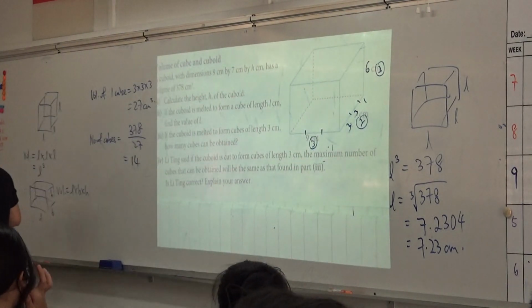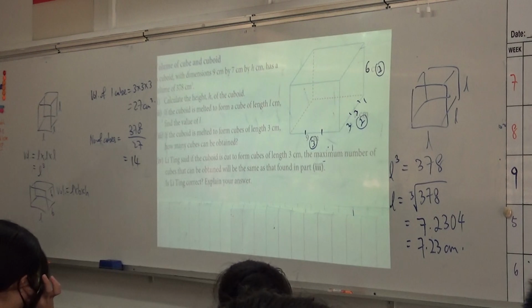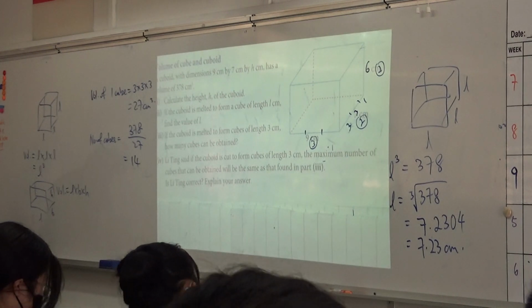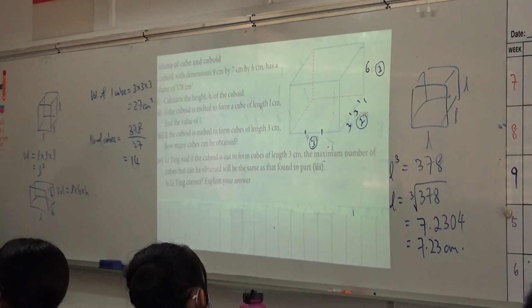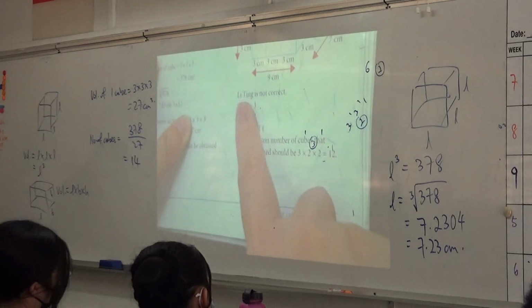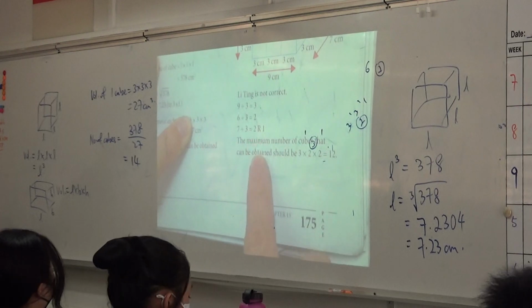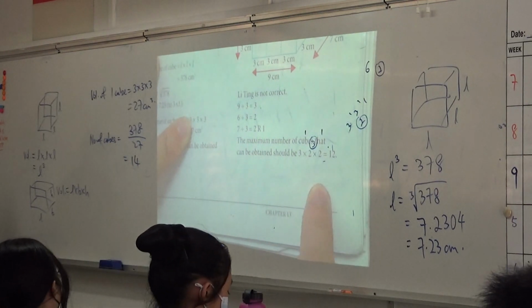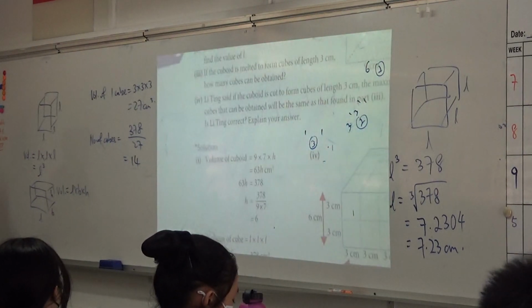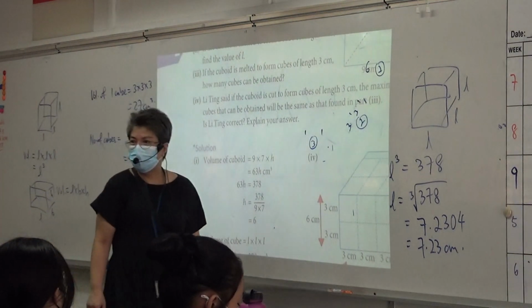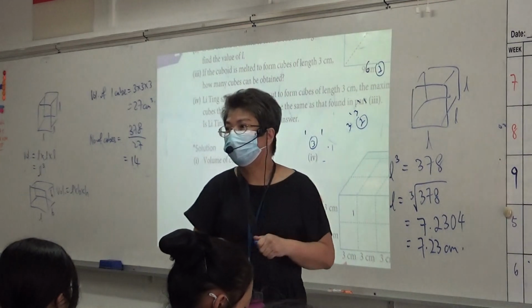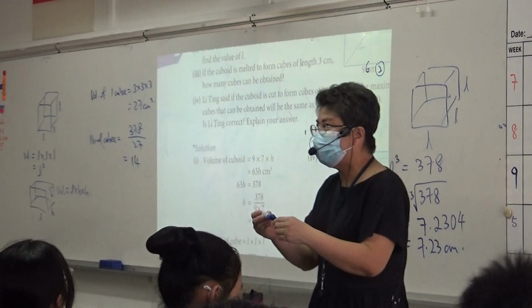Now, if you look at the answer, next page. Did it say anything? Or here, by the side. This thing is not correct because of this. The maximum number is 12. Now, can you tell me what's the big difference between part 3 and part 2? It's the same cube. How come 1 is 27, 1 is 12?